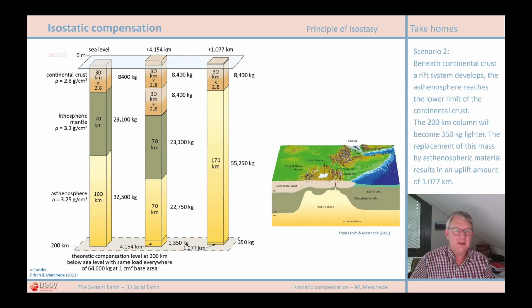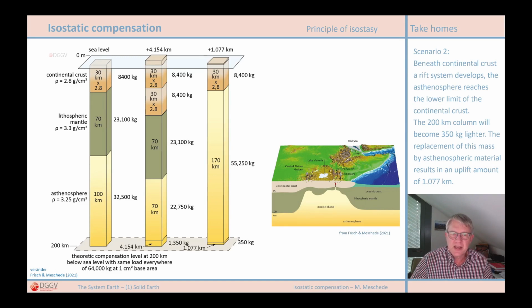This next column shows us another scenario. This time we don't put anything on top, but rather take away the entire lithospheric mantle and replace it with asthenosphere. This is what happens when a continent breaks up and a rift system develops with a rift valley. A good example of this is the East African rift, where this is exactly what happens. As the continent breaks up, the asthenosphere rises up to the lower limit of the crust.